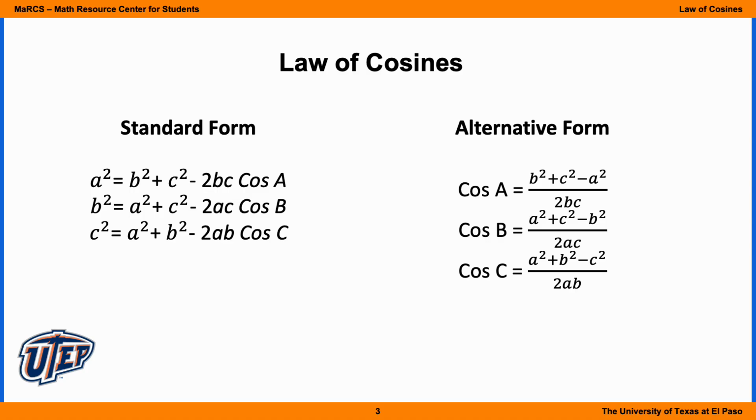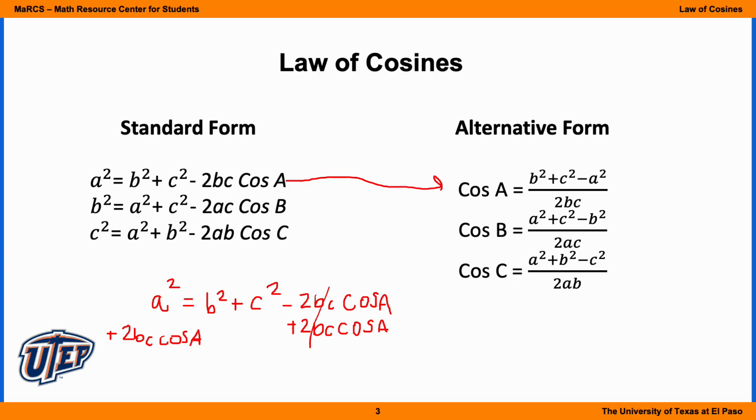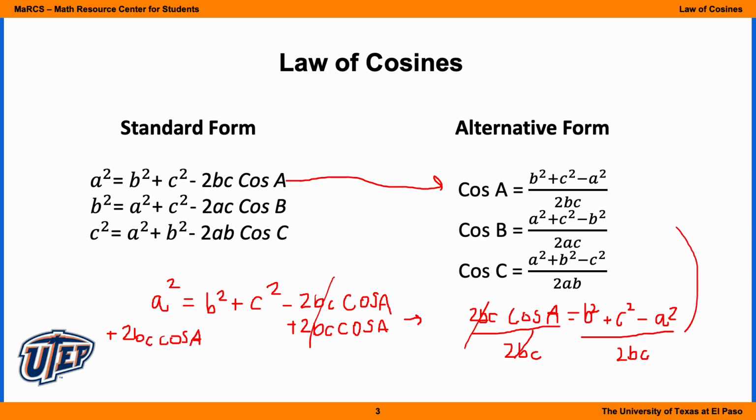Now for the alternative forms, they're the same thing, but just isolating the cosine of A, cosine of B, and cosine of C. So I'll just show how they went from this form to that one. First we can add the 2bc cosine of A term. Now on the right hand side, it will cancel out. Now we can subtract a squared on both sides, and on the left hand side it will cancel out. Now to completely isolate the cosine of A, we can divide by 2bc on both sides. On the left hand side it cancels out, and that is how they got this form right there.